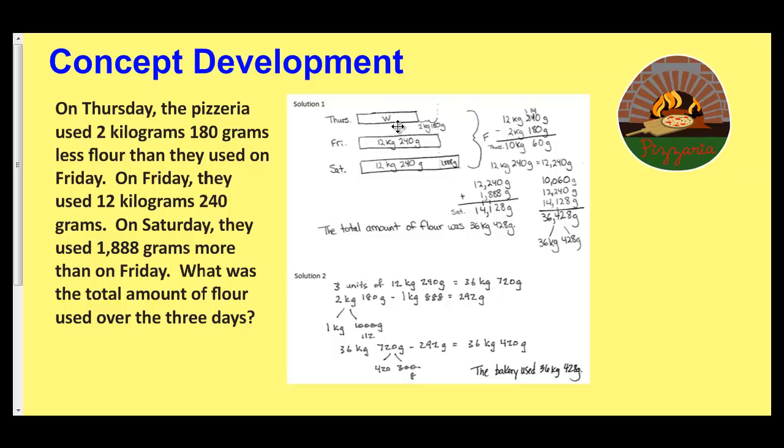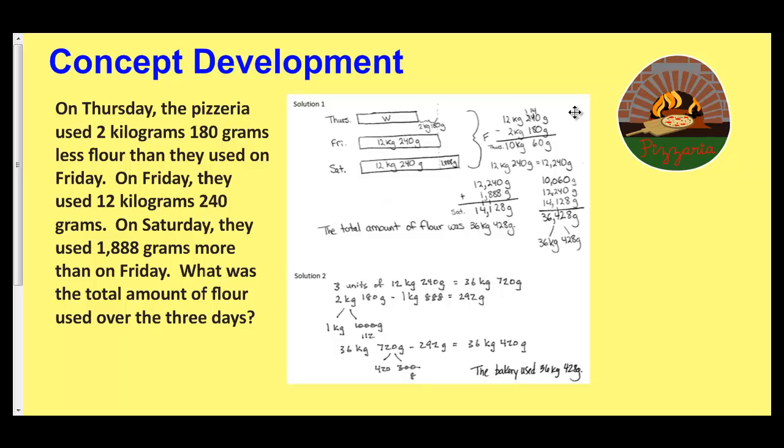We don't know how much flour they used on Thursday. We just know that it was 2 kilograms, 180 grams less than what they used on Friday. We do know how much they used on Friday because it told us in the problem. And then we don't know how much on Saturday. We just know that they used 1,888 grams more. So you can see on Thursday, the tape diagram is less. It's this much less. On Saturday, it's more. It's this much more. We're trying to find the total of all of these.